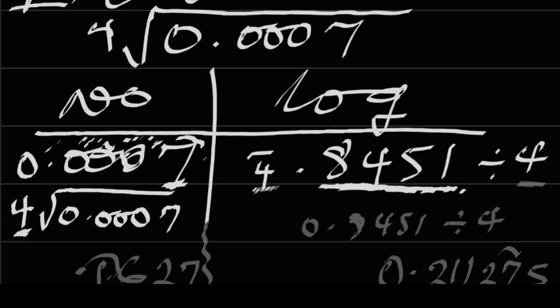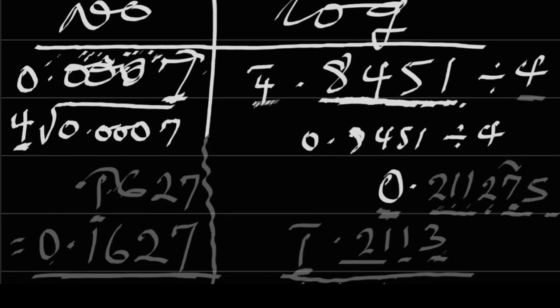Let's start with this part. And this part is 0.8451 divided by 4. We are going to divide this. If you divide this number, you will get 0.211275. Yes, this is the number you are going to obtain.